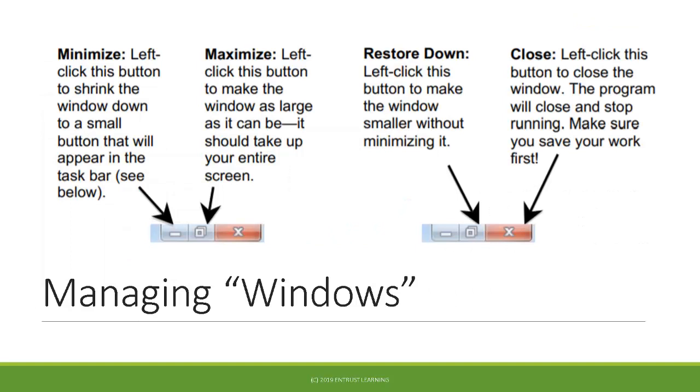To manage these windows, you will find at the top of each window that you open, there will be buttons such as minimize, maximize, restore down, and close. Here we can see that if we choose minimize, you can click the button to shrink the window down to a small button, and then you can maximize it again to bring it back up. And if you want to totally close the window altogether, you just simply click on the X.